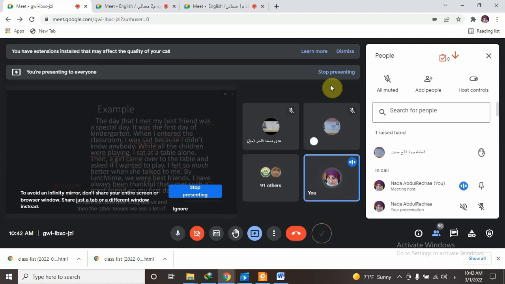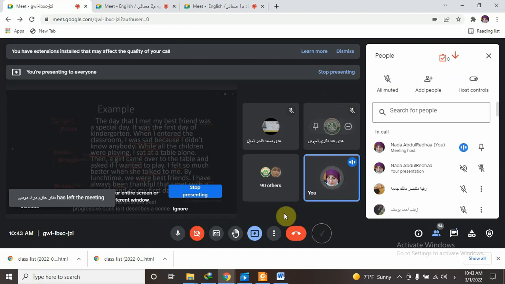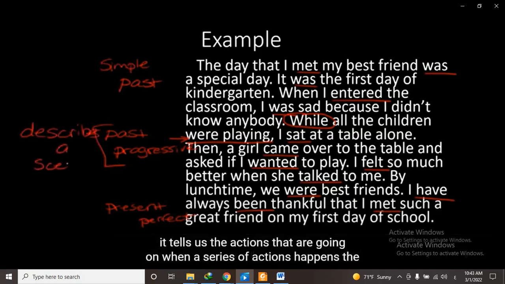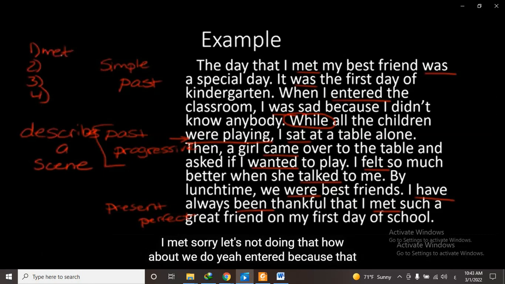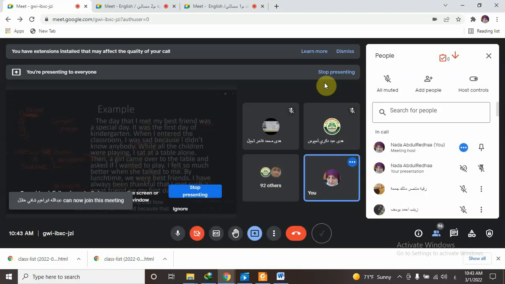All right. So here we have past progressive. And then on the other tenses, we see a lot of simple past. So this is an example of how we see different tenses come together to tell a story. And what the past progressive does is it describes a scene. It tells us the actions that are going on when a series of actions happens. The simple past we see in actions that happen in order one after another. I met, let's not do met. How about we do, entered, because that happens first.